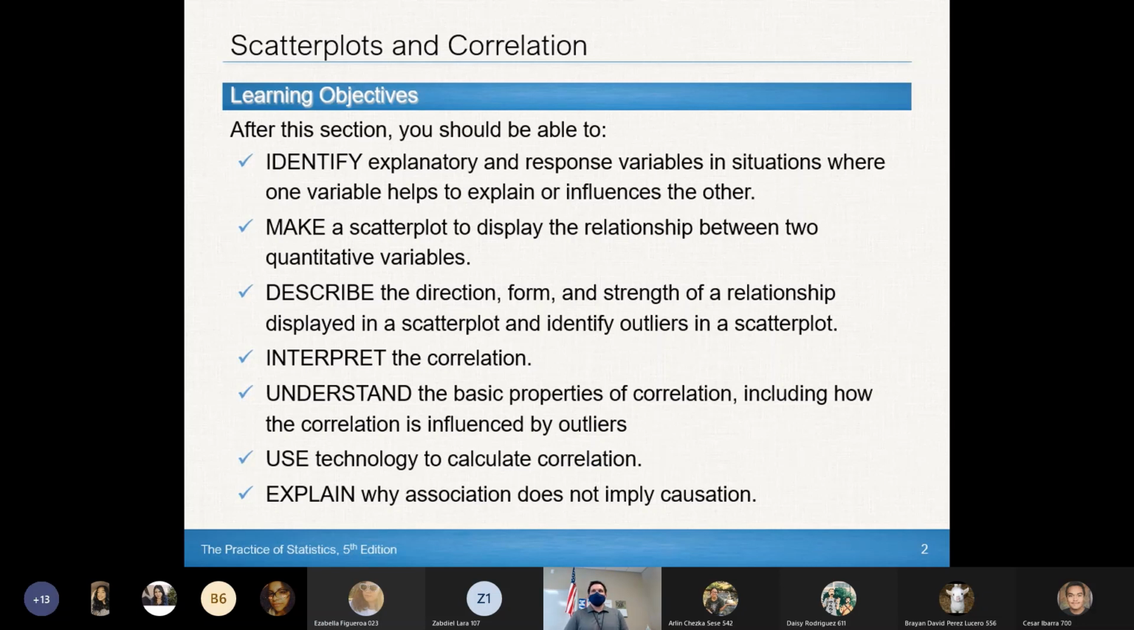Understand the basic properties of correlation, including how the correlation is influenced by outliers. We need to use technology to calculate correlation. There's actually a variable that we use for correlation. It's called R. We'll see that today. And explain why association does not imply causation. We'll see an example of that, or I'll describe an example of that later.